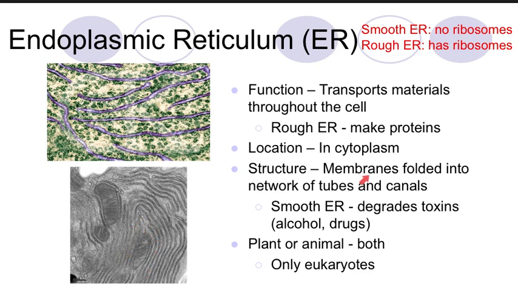Structure, it's made out of membrane, so not going to be in prokaryotes, right? This is only going to be eukaryotic. It's made out of phospholipids, and it's folded, right? It's a series of tubes and canals. Smooth ER, kind of an interesting thing about it, right? It degrades toxins, so the cells in your body that do this are usually liver cells, and so liver cells have a decent amount of smooth ER in them to begin with. Obviously, this is only going to be in eukaryotes since it's a membrane-bound organelle.